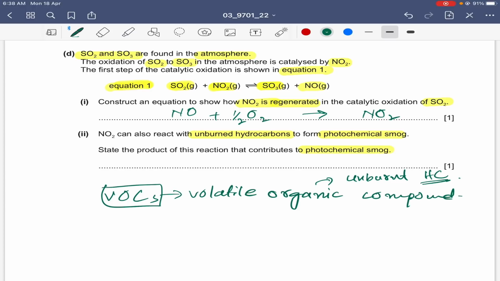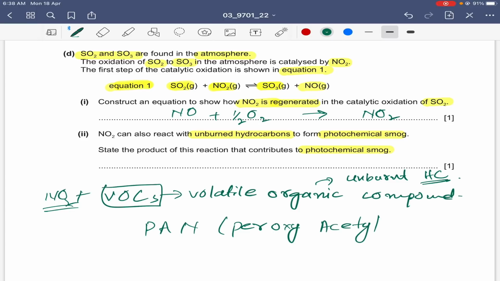So when these unburnt hydrocarbons or VOCs reach the air, they react with NO2 and they form secondary pollutants, right, which are not directly released from car exhaust, but they form from a primary pollutant. So these volatile organic compounds react with nitrogen dioxide and they form secondary pollutants, and one of those major secondary pollutants is PAN, peroxyacetyl nitrate.